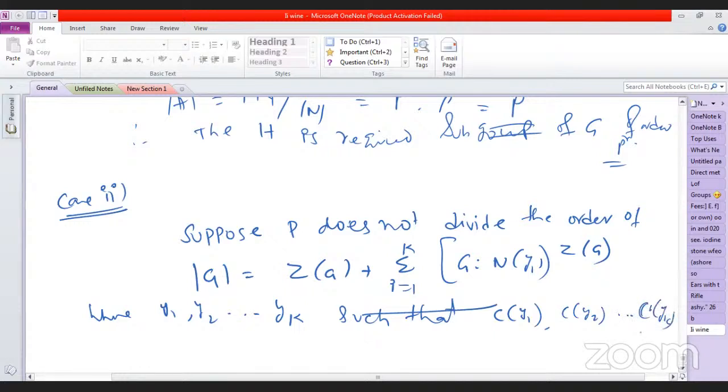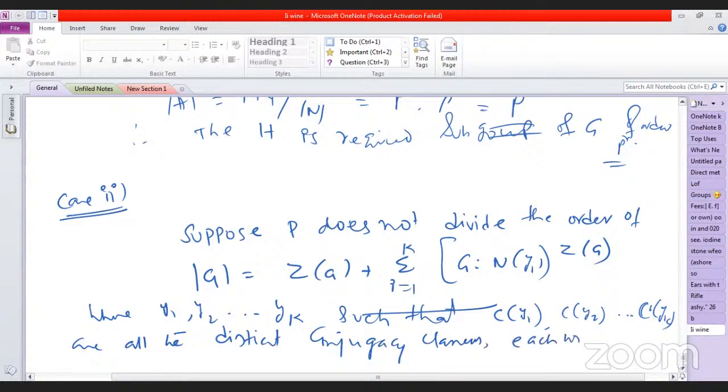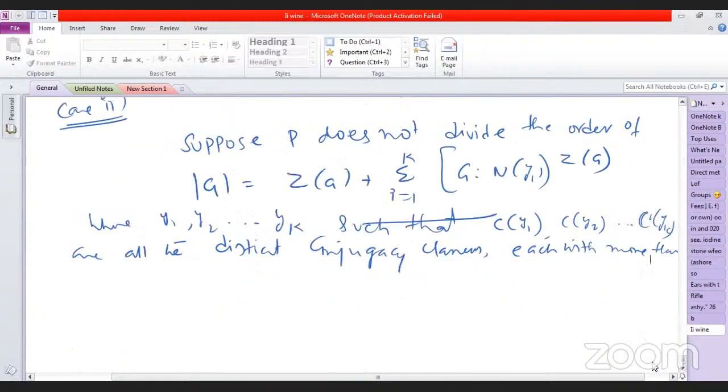We can write it, or not? All the distinct conjugacy classes, or not? Yes, sir. All the distinct conjugacy classes, each with more than one element. Which is the more than one element?